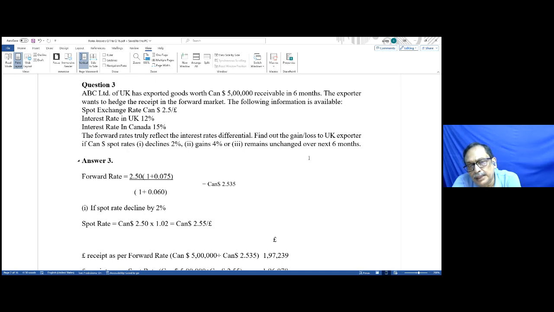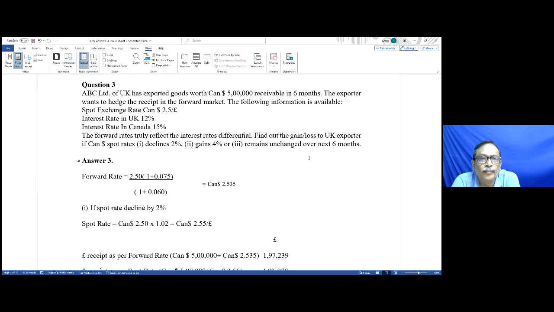So we have to give stress on the independent situations. That is, number one, declines 2%. That is, if Canadian dollar spot rates declines 2%, gains 4%, or remains unchanged over next 6 months.